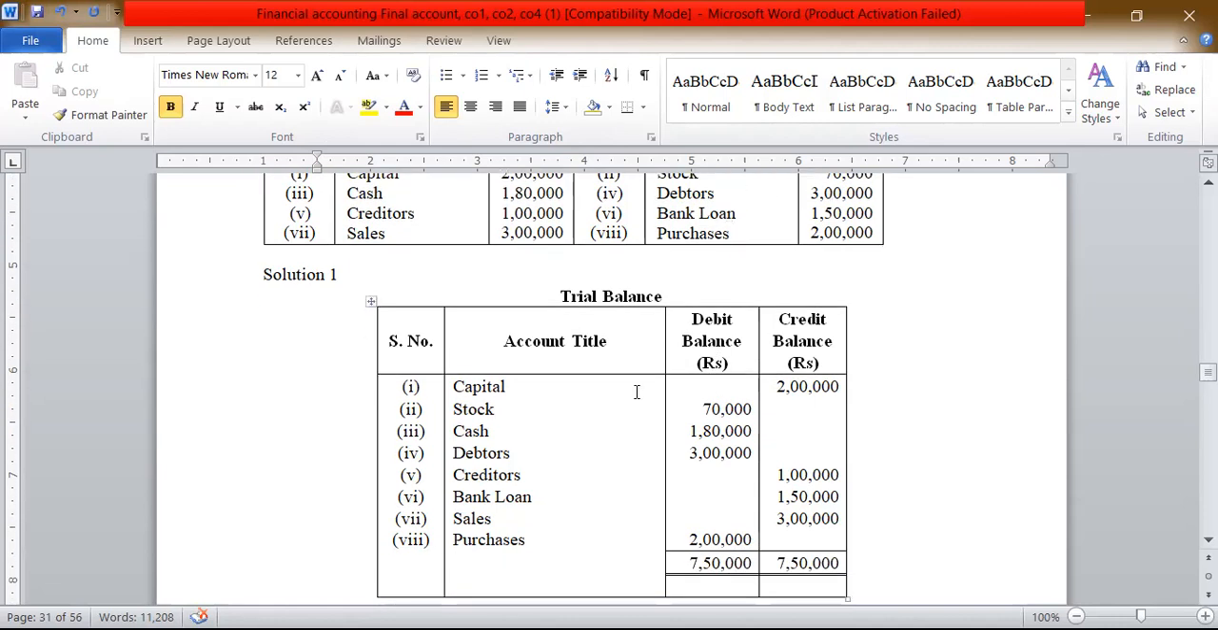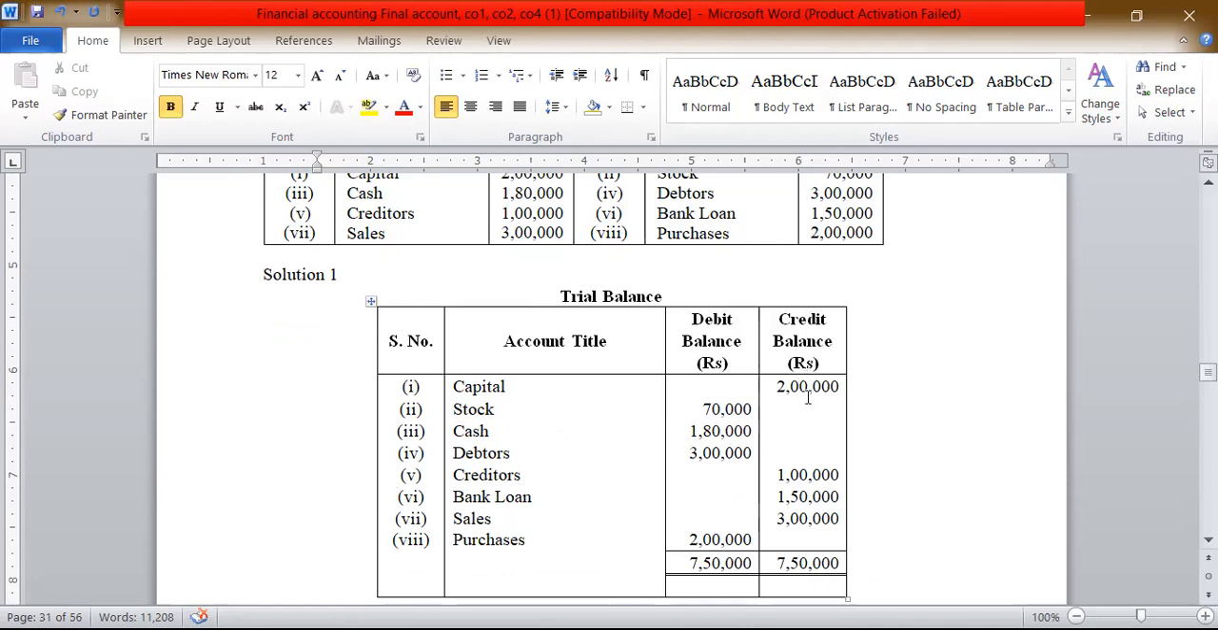Debtors is a current asset. It shows in the debit side. Bank loan. So bank loan is a liability. We can show it in the credit side. Purchases is an expense cum investment. It shows in the debit side.